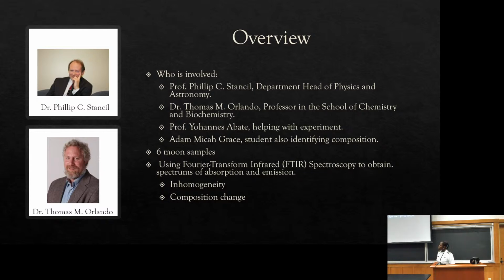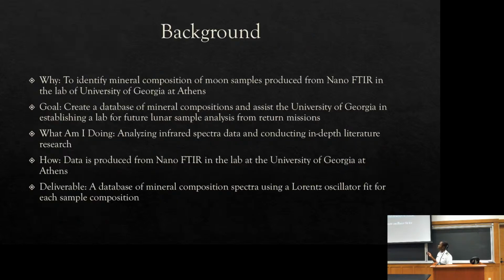In this experiment, we used 6 moon samples. I was looking at one sample, 70215. I was using Fourier transform infrared spectroscopy to obtain my data, specifically the spectrum absorption and emission. From that, I was trying to see any inhomogeneity and composition change, because it should change throughout the surface of the moon samples.